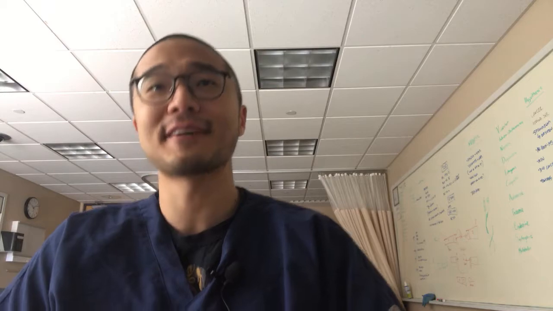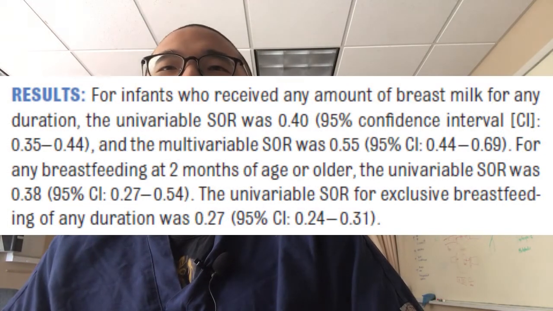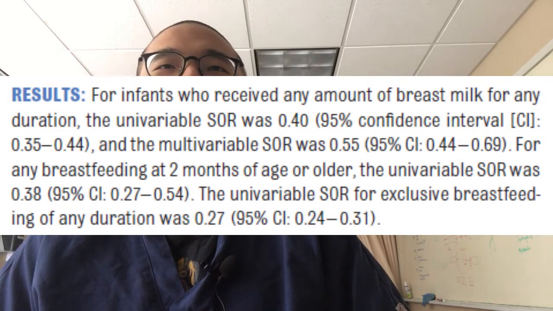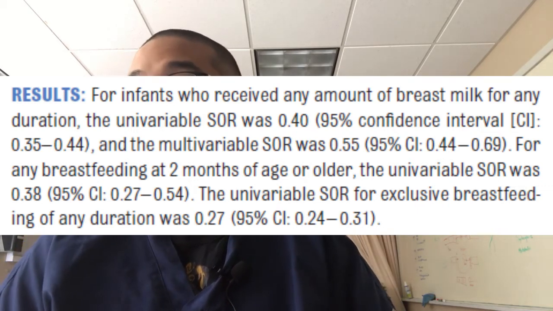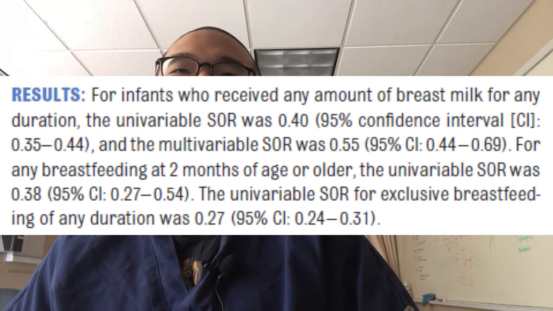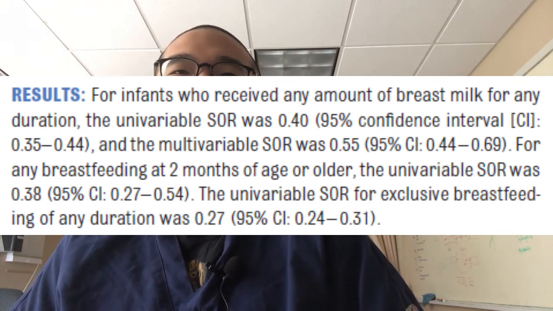And so for results, let's talk about the exciting finding. What did they find? This is really fascinating. For infants who received any amount of breast milk for any duration, the univariable summary odds ratio was 0.4. Now we're going to get back to what that meant. And the 95% confidence interval was 0.35 to 0.44. What that means is we're 95% sure that this summary odds ratio is between 0.35 and 0.44, and the 5% might be outside due to chance.